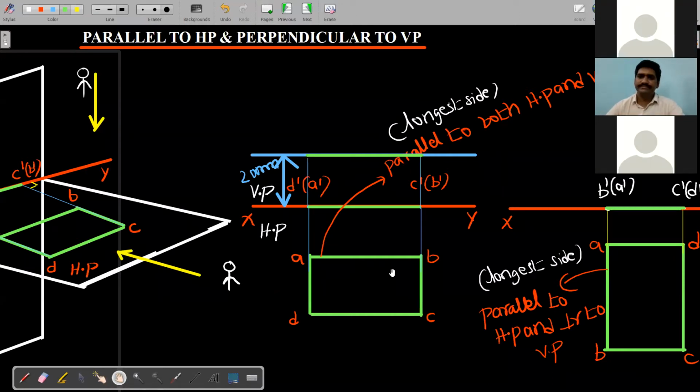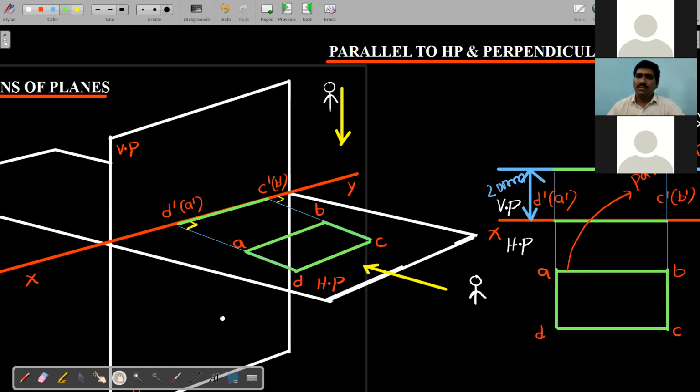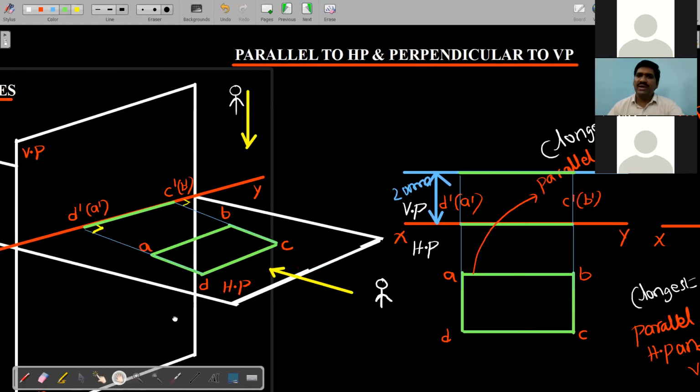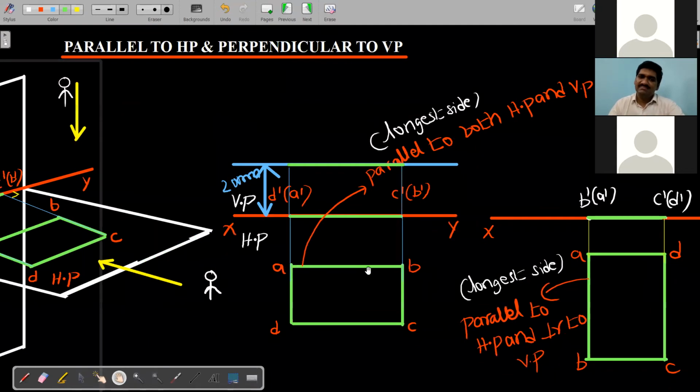Vijeta, you're asking something? You said parallel to HP and perpendicular to VP, no? No, sir. Parallel to HP, and that rectangle is a total plane. Side AB is parallel to both HP and VP, because it is parallel to the XY.